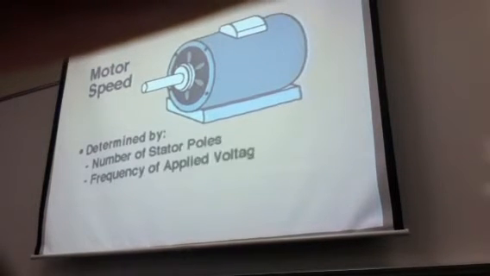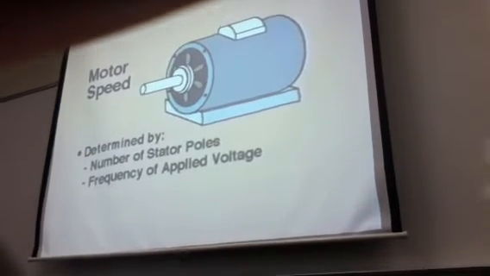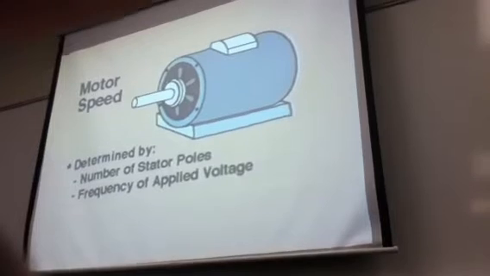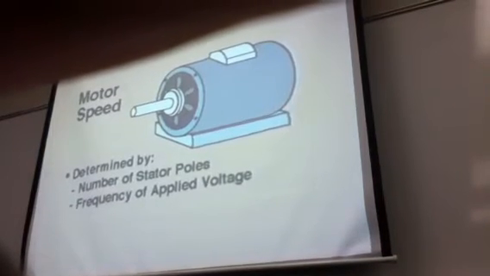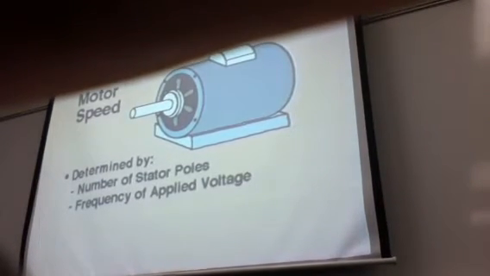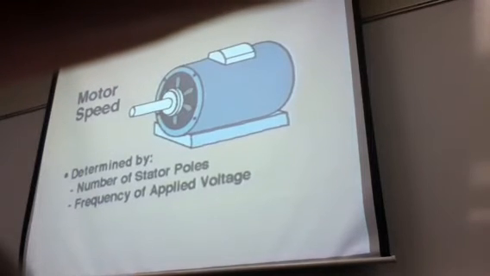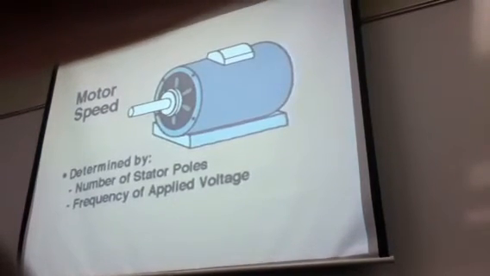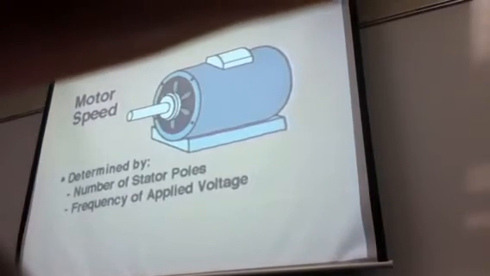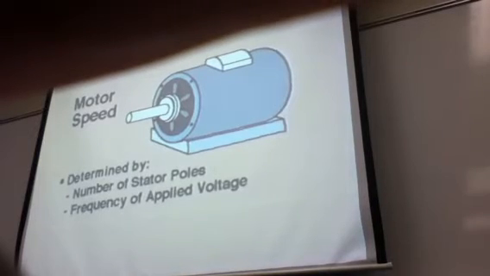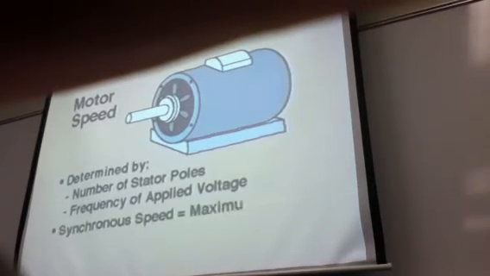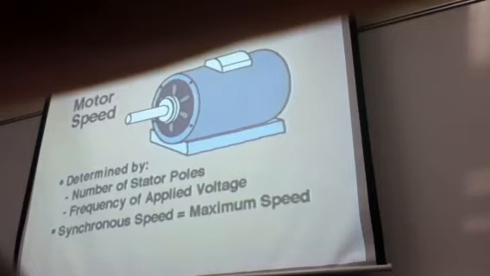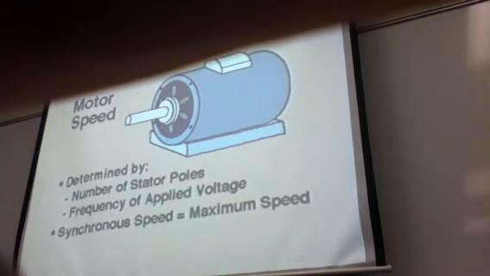The speed of a motor is determined by the number of stator poles and the frequency of the applied voltage. Increasing the number of stator poles lowers the speed, while increasing the frequency raises the speed. The speed is measured in revolutions per minute, or RPM. The maximum speed of the motor is also known as synchronous speed.